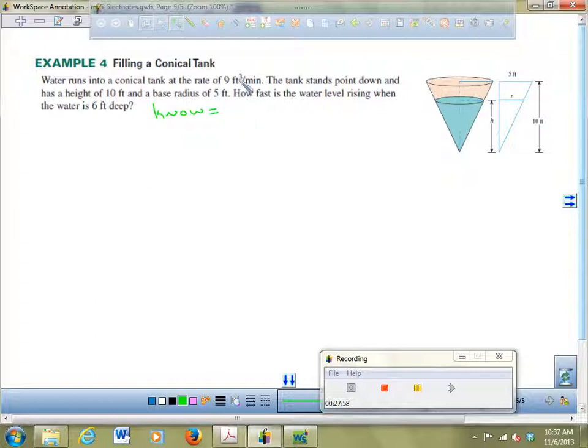The water is coming in at 9 feet cubed per minute. So that's called dV/dt. What do you want?